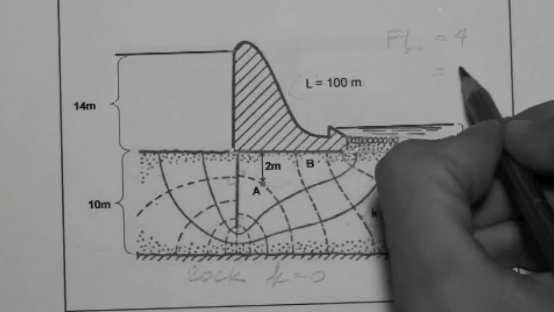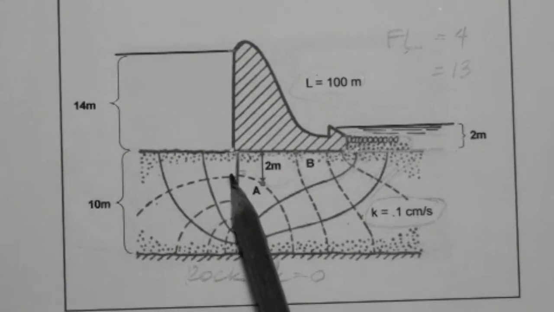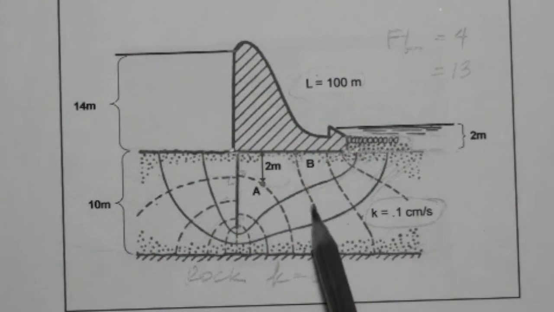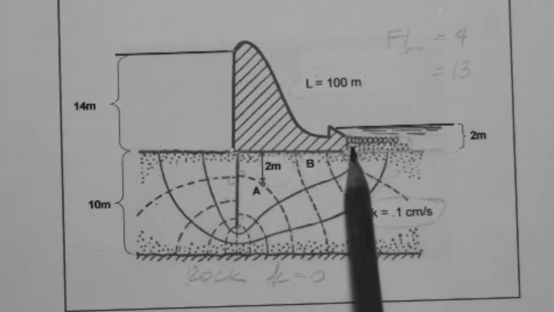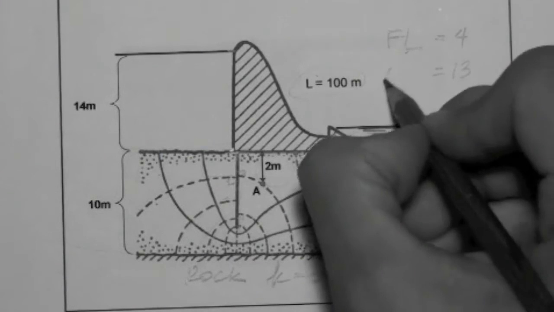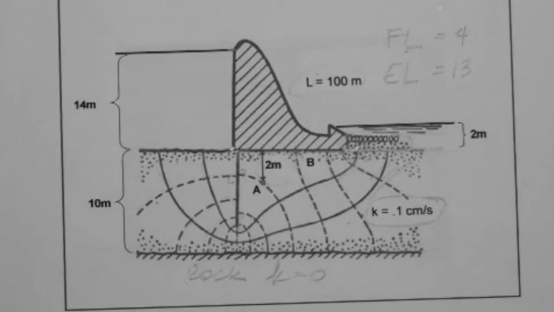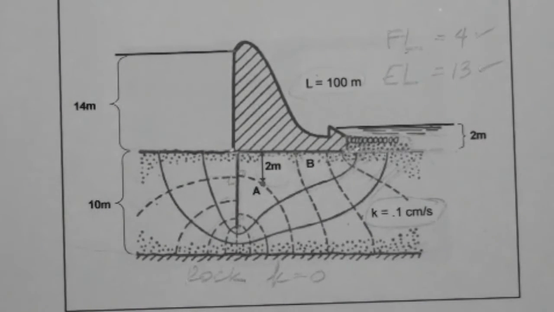So we have 13. Let's check. 1, 2, 3, 4, 5, 6, 7, 8, 9, 10, 11. Yes, 11. 12, 13 equipotential lines. Okay, so now we have counted the number of flow lines and the number of equipotential lines.